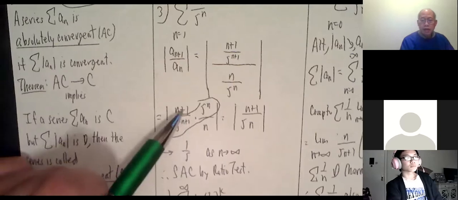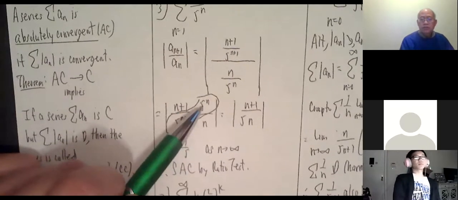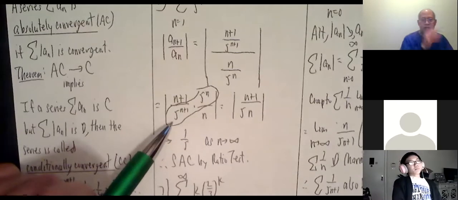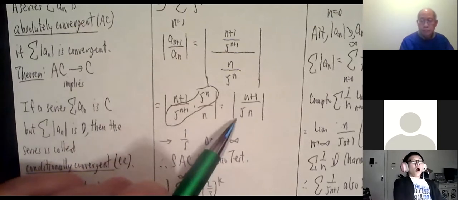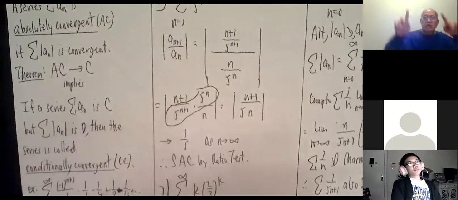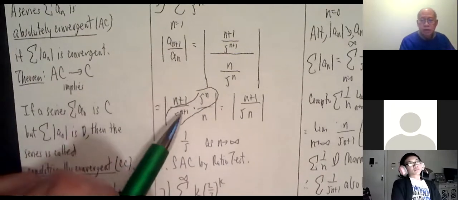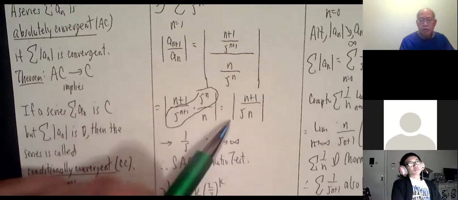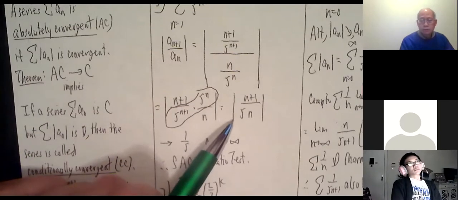So I have n plus 1 over n. What is 5 to the n divided by 5 to the n plus 1? It's 1/5. If you subtract the exponents, n minus (n plus 1) would be 5 to the negative 1, or 1/5.